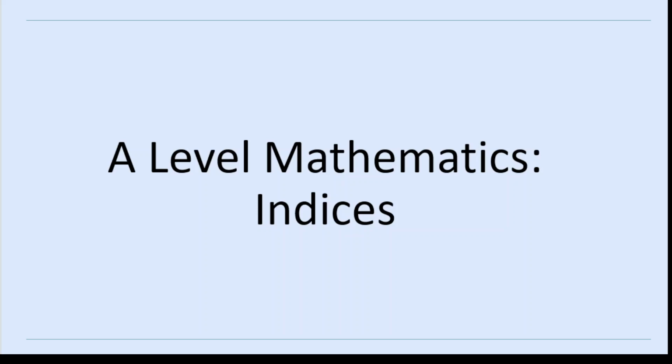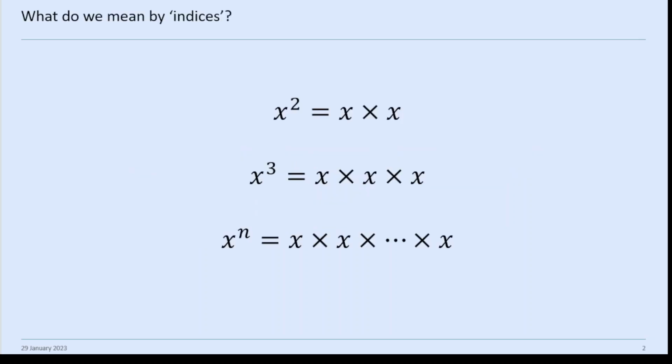Today we're going to look at indices in A-level mathematics. So what do we mean by indices? Well, for example, x squared equals x times x, and there the index is 2. Or x cubed equals x times x times x, and here the index is 3. Or x to the power n equals x times x times x times ... times x, n times.